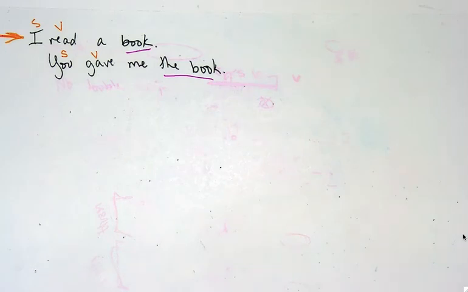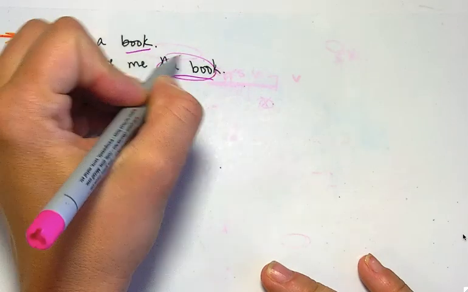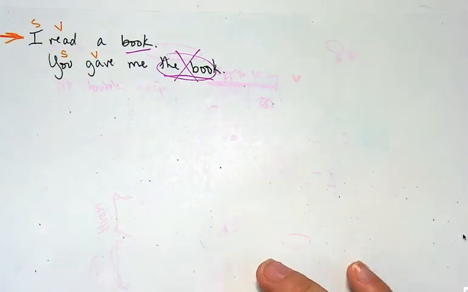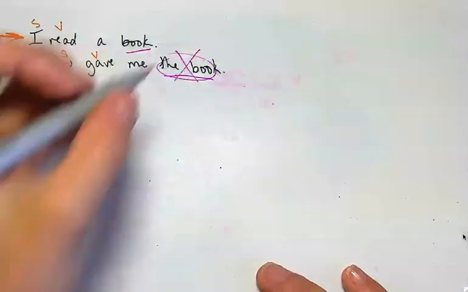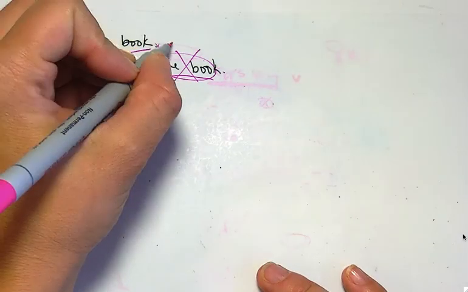We're going to combine these by using an adjective clause. How can we do that? We're going to take this out and we're going to use one of our adjective clause words. We're going to use the word that.